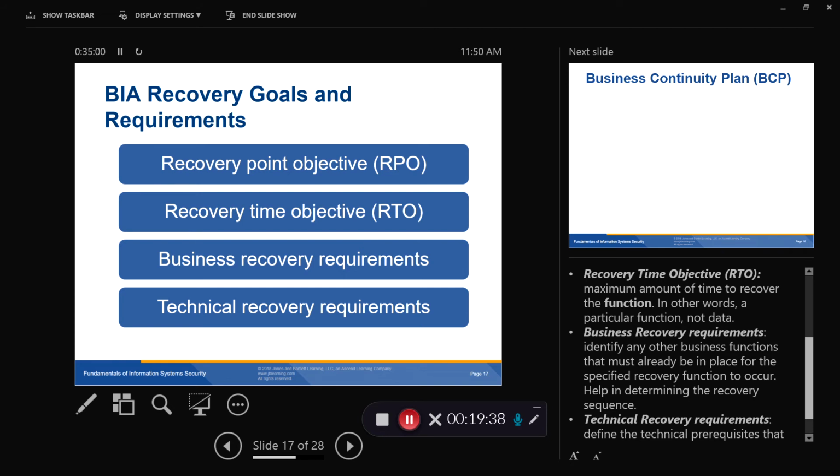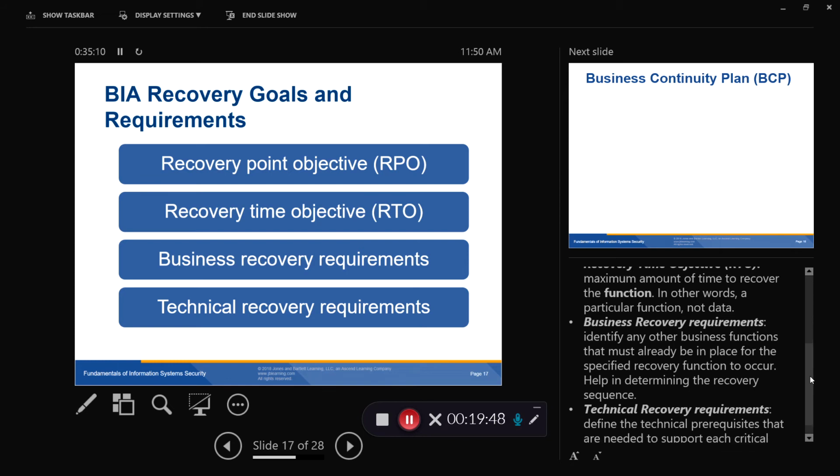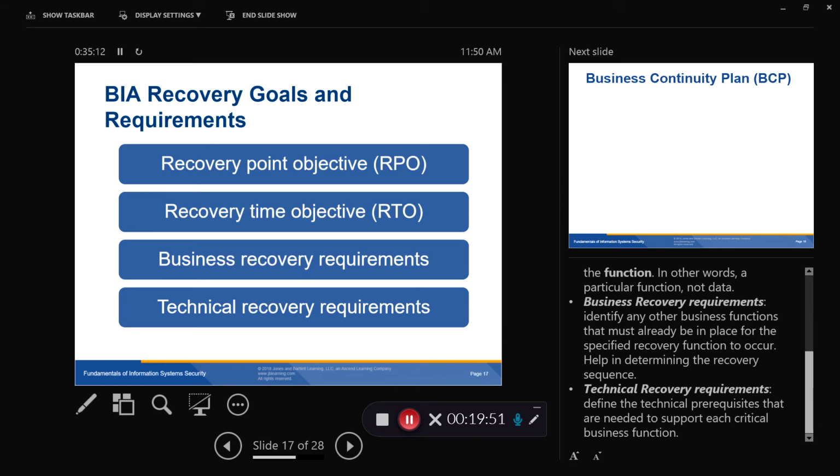Now, business recovery requirements identify any other business functions that must already be in place for the specified recovery function to occur. These help in determining the recovery sequence. And lastly, technical recovery requirements. These define the technical prerequisites that are needed to support each critical business function.